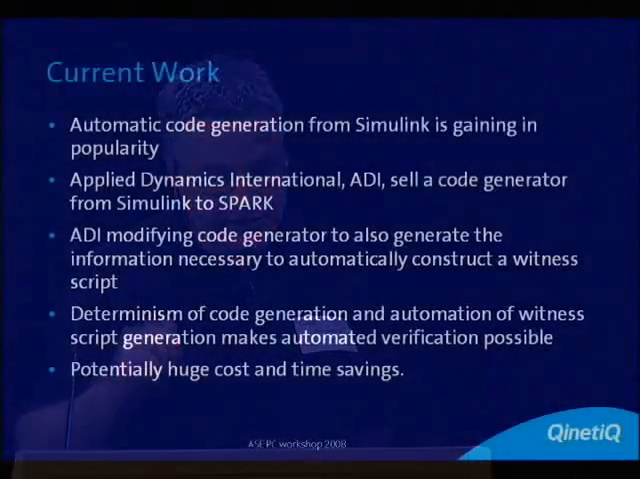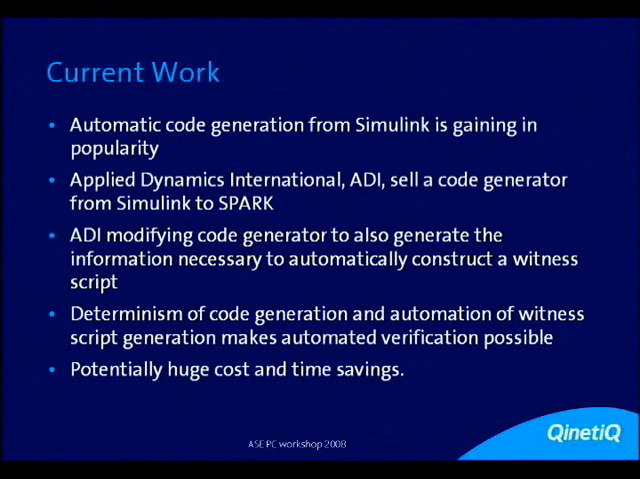It's the determinism of the code generation that's been done automatically and the automation of the witness script generation that makes automated verification possible. So, in principle, you should be able to press one button to generate the code from the model that you have, press another button to automatically verify that code, assuming that there aren't any errors. And that's because we've shown that it can be done, largely in contrast with a very difficult situation where you have human beings varying the way they generate code, so in a sense, non-deterministically generating code.